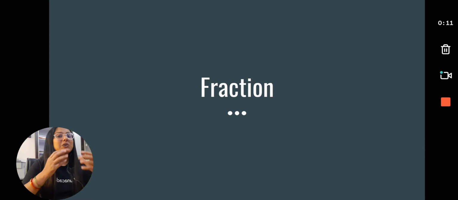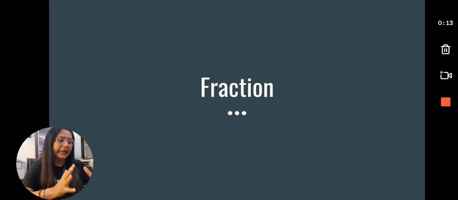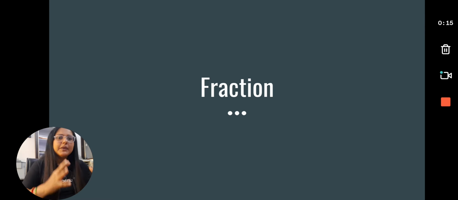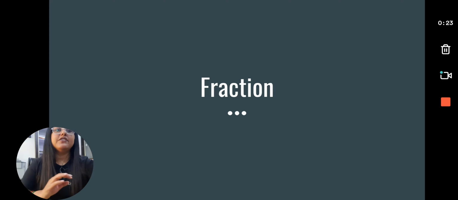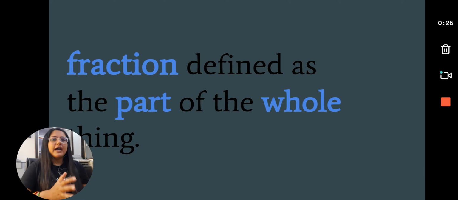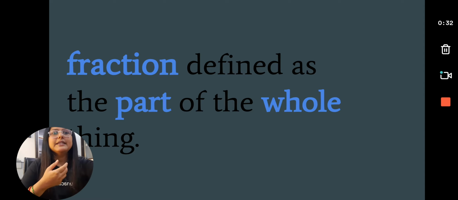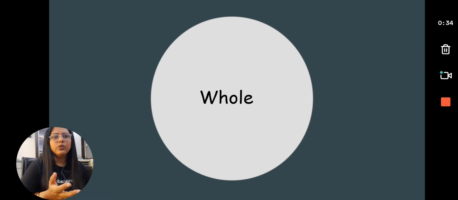Okay, fine. So that part from the whole cake is represented using numbers in maths, right? And we call this representation a fraction. So what is a fraction? A fraction is defined as a part of the whole thing. Okay, and a fraction is a part of something bigger. Fine. Let's take some examples so that you can understand better.